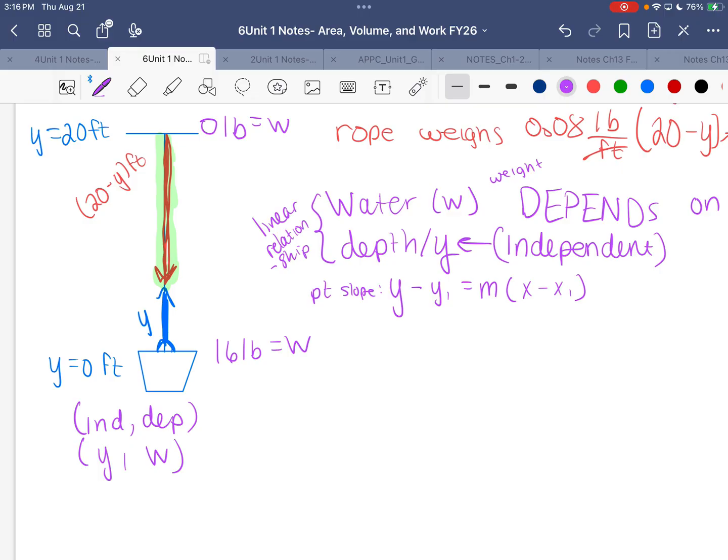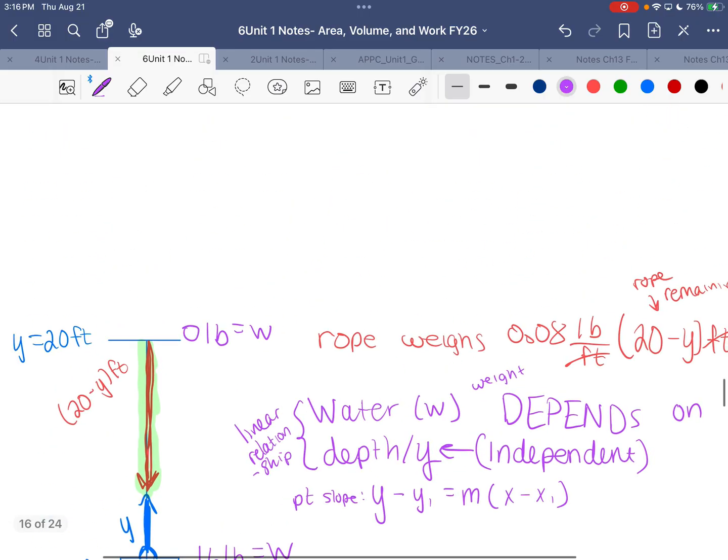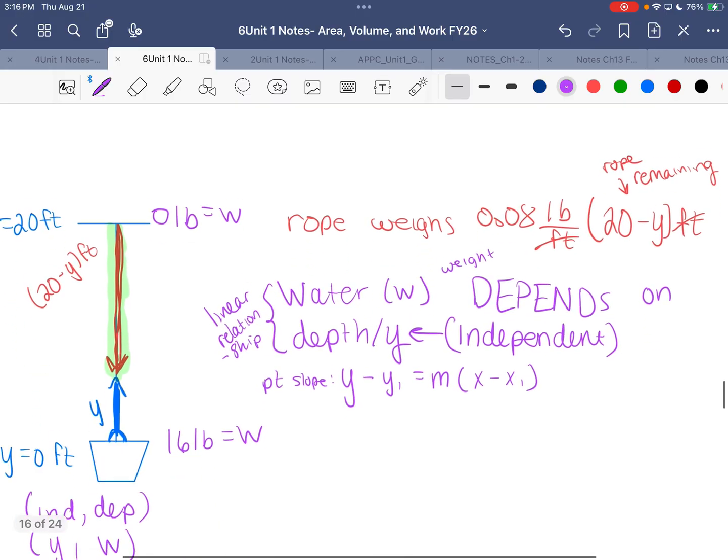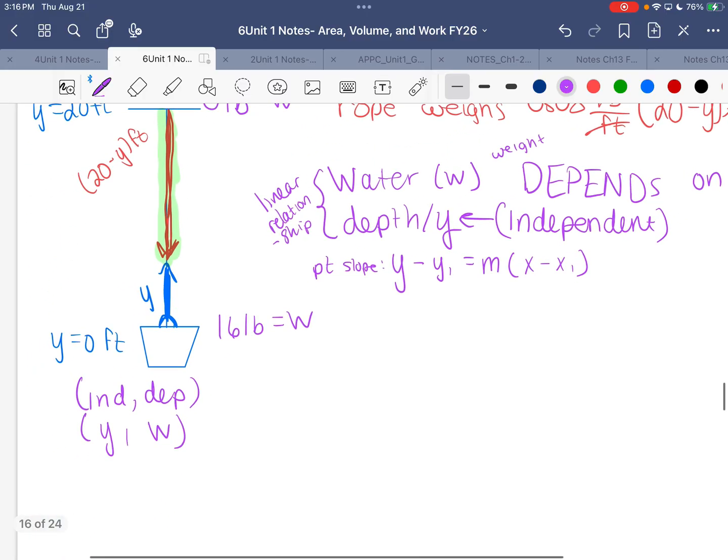This is where people's brains are going to splatter on the roof. If the fact that my independent variable is y bothers you, change it to height. But that means that you also have to change this to height too. So just change it everywhere. It literally doesn't matter what the variable is. You just have to understand which one's independent and which one's dependent. So we are going to have w minus w1 equals m times y minus y1.